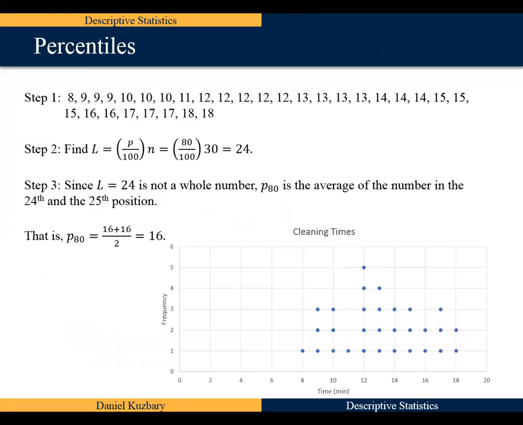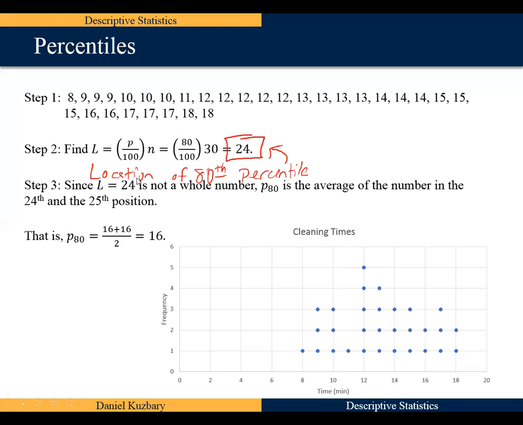So let's use these steps to find the 80th percentile. Step 1 is put your data in order. There it is. Step 2 is we're going to find the location of the 80th percentile. I think it's worth writing again. This L stands for location of the 80th percentile, or P80. So I'm going to plug in 80 here, and my sample size is 30. So there goes 80 and 30. So do 80 divided by 100 times 30, and you get 24. So the location of the 80th percentile is 24.